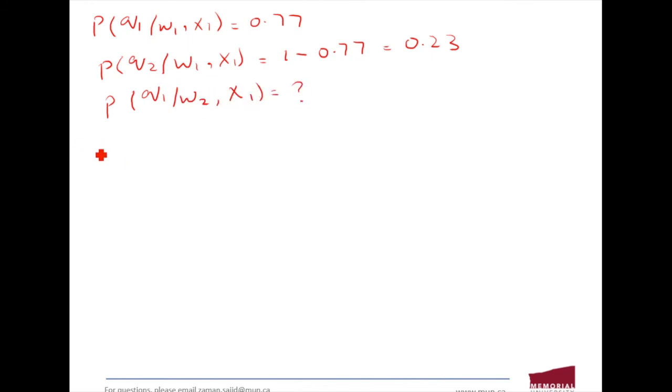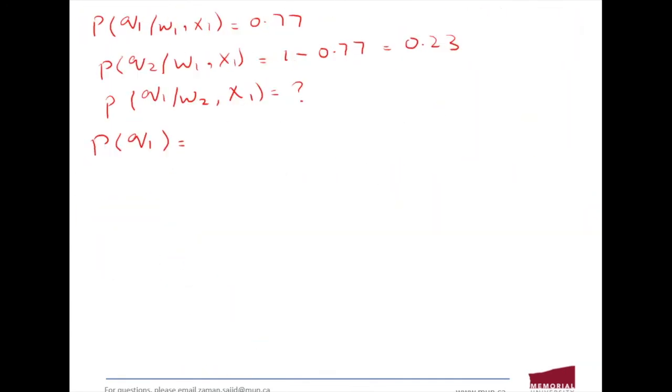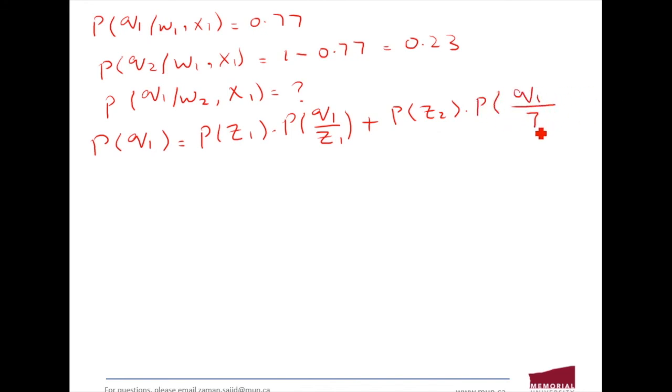Now, using the law of total probability, the probability of the Q1 will be equal to, since Q has only Z as a parent, we'll take the binary states of the Z. So that will be equal to the probability of Z1, the first state of the Z, times the probability of the Q1 given that Z1, plus the probability of Z2 times the probability of Q1 over the Z2.